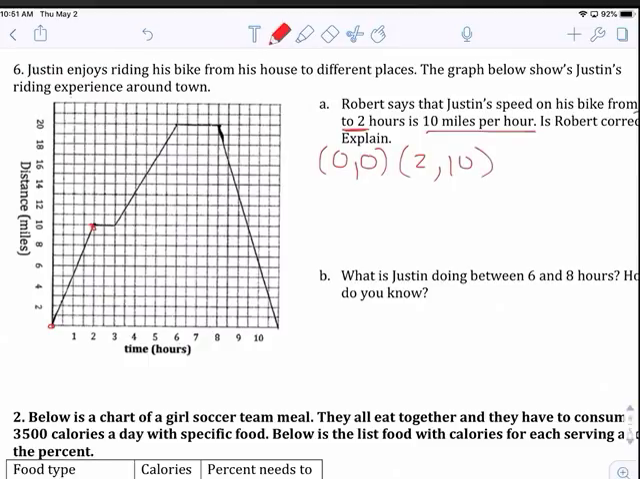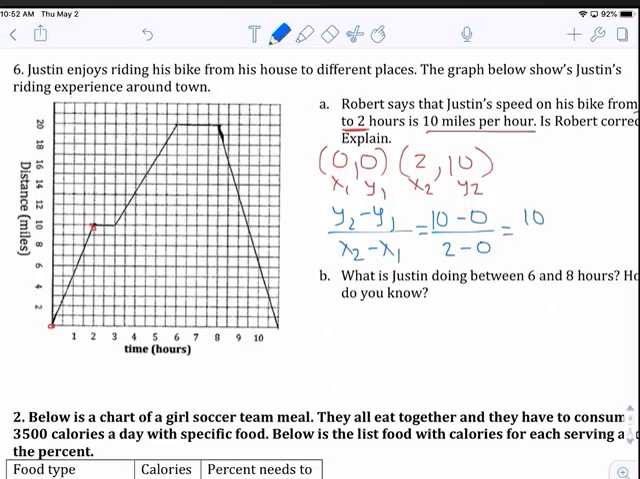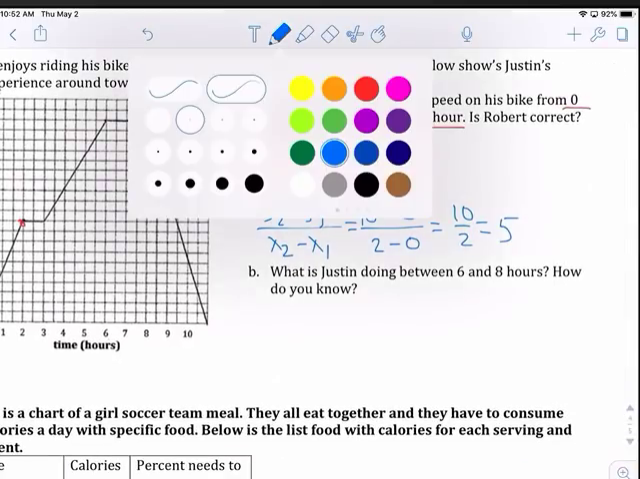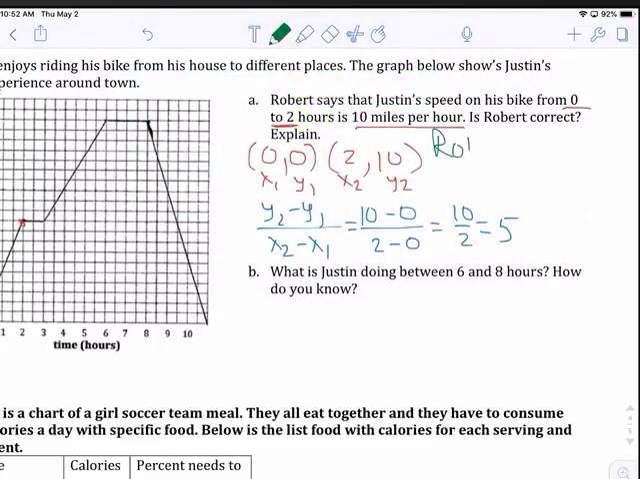10 miles. So x sub 1, y sub 1, x sub 2, y sub 2, right? You're finding the rate of change, which is the same thing as speed, correct? y sub 2 minus y sub 1 over x sub 2 minus x sub 1. 10 minus 0 over 2 minus 0, which is 5, because it's 10 over 2. So is Robert correct? No, Robert is wrong.